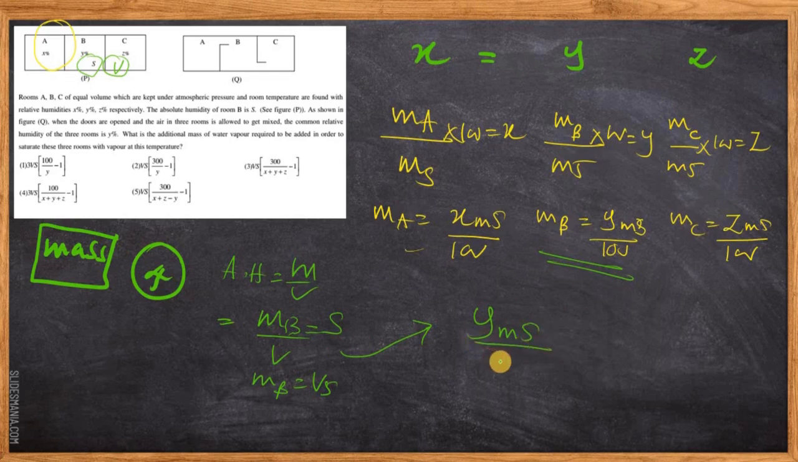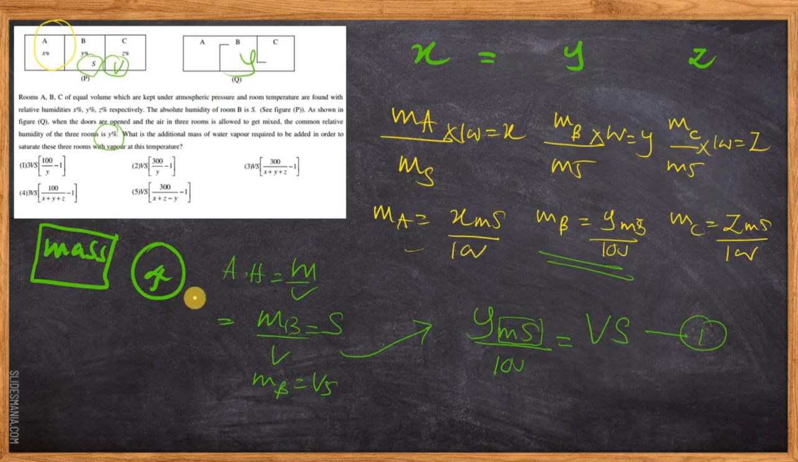Y ms over 100 equals MB, that equals V into S. Here ms means saturated mass, remember that. We need this equation from the data. The last data, Y%: once all these are opened, the relative humidity is Y. So we have to write down that data as well.